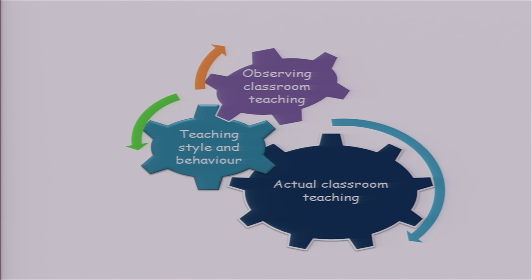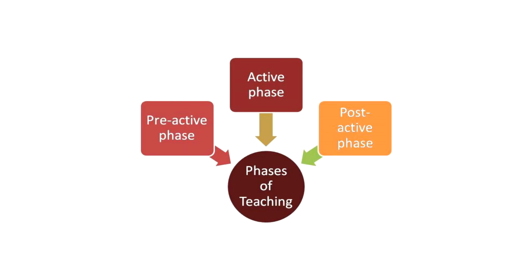This is an important thing. What are the teaching styles of each teacher? When we think of the teaching styles, we can see whether a teacher is a democratic teacher or an autocratic teacher or an authoritative teacher. So different styles are there that a teacher adopts in the classroom. And when we look at the actual classroom teaching, we can see that the teaching takes place in three phases. We can say the pre-active phase, the active phase and the post-active phase.